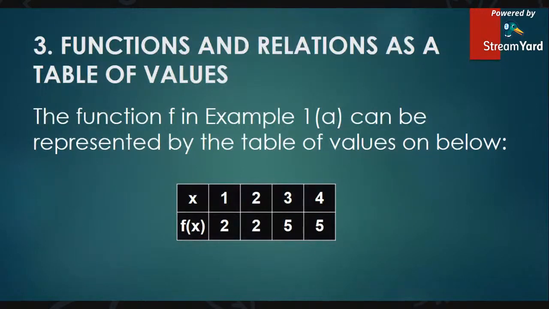Kanina, yung ating ordered pair ay (1, 2). Ang x natin ay si 1, tapos yung y is si 2. Next, yung ordered pair is (2, 2). Ang x natin is si 2, and y is 2. So, the rest, yun na yan. Kung ano nakalagay dun sa ordered pairs natin, nilagay lang natin sa table of values.